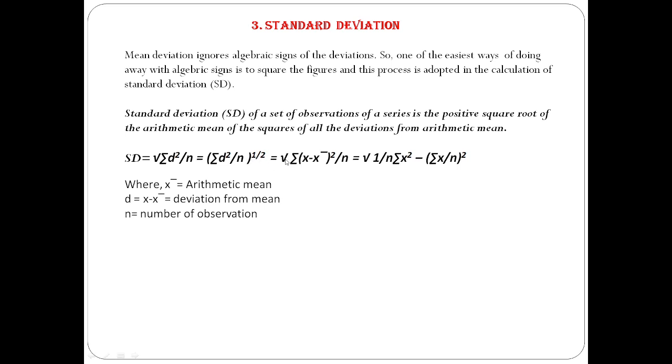Or we can write it, because we know that d is equal to x minus x bar, as root over summation of x minus x bar whole square by n. Or we can write root over of 1 by n into summation of x square minus summation of x by n whole square. That means if we split this formula, we obtain this formula. Here x bar is the arithmetic mean, d is equal to x minus x bar, that is the deviation from the mean, and n is the number of observations.